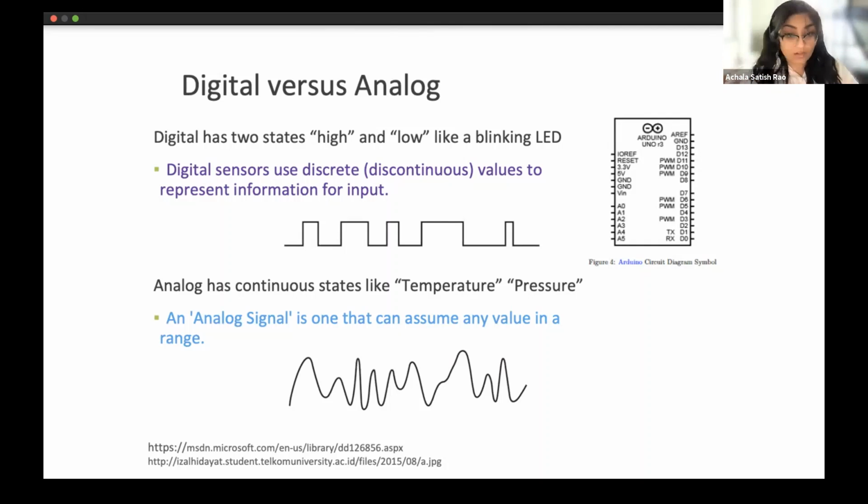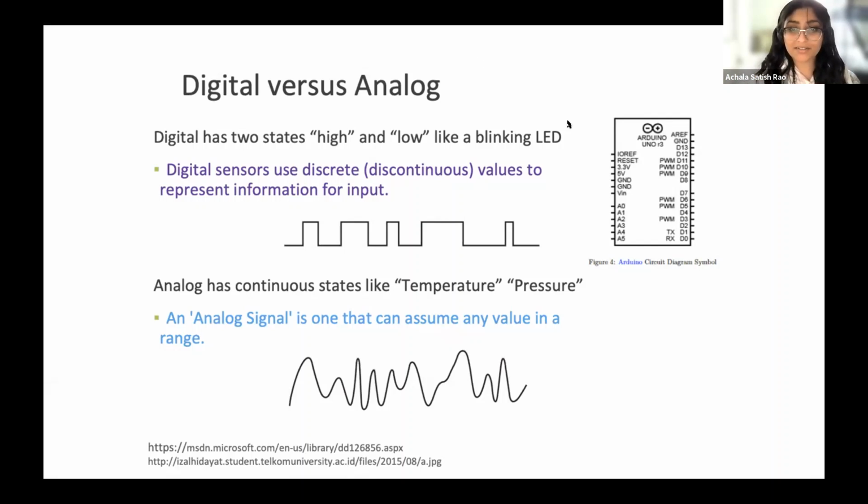But then there's also analog sensors, and these are continuous states like temperature and pressure. It's no longer just on or off. What if I want to measure temperature 29, 29.1, 29.2, right? So something that has a continuous flow is an analog signal, and for that we use analog sensors. Any questions here? Okay, if not, the Arduino is able to take both inputs, and we'll talk about how we can incorporate digital and analog inputs into the Arduino.